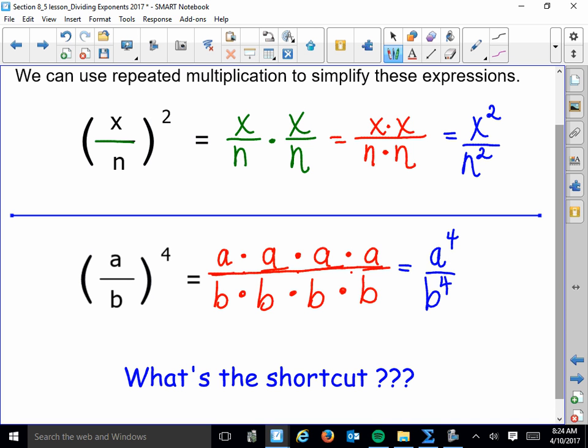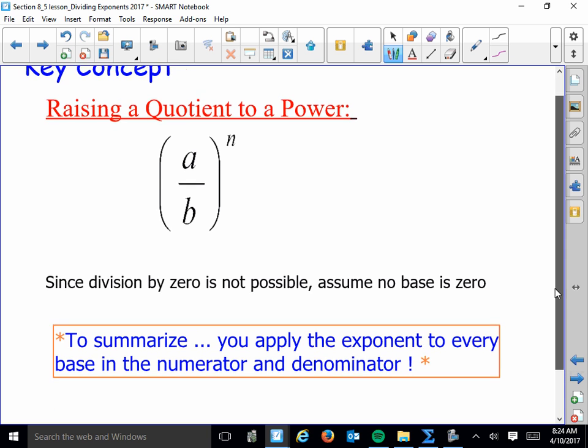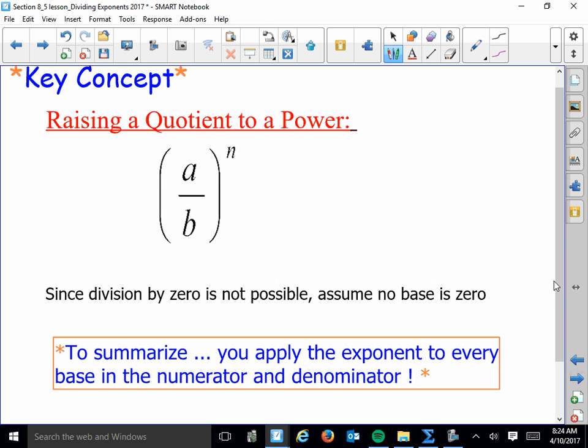All right, do you see a shortcut? Again, how do we get from the original expression to the final expression without showing the repeated multiplication? Okay, so this is our final property, and it is raising a quotient to a power. Hopefully you recognize that what we can do is simply apply the exponent to each base of the quotient. The n will be applied to the base of a and to the base of b.